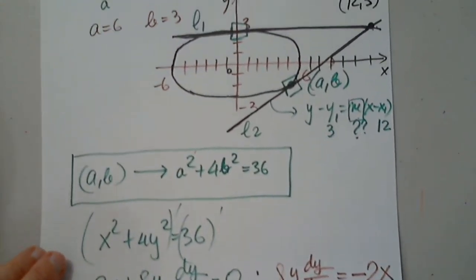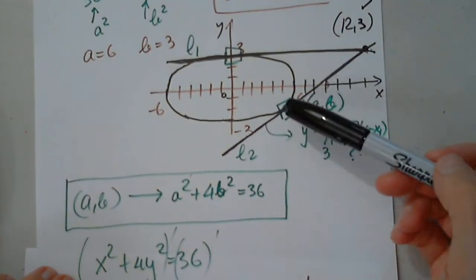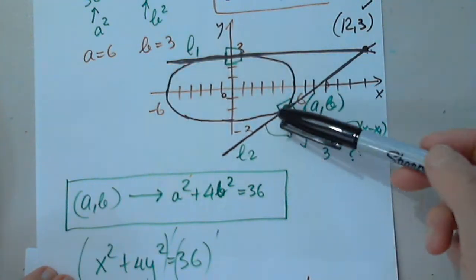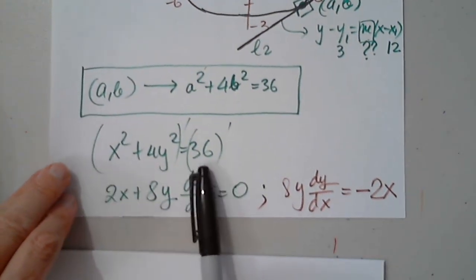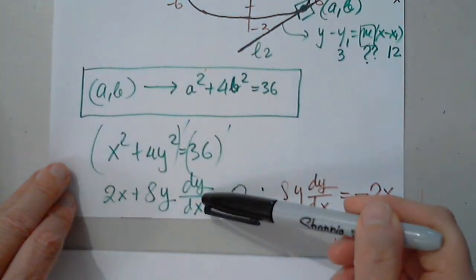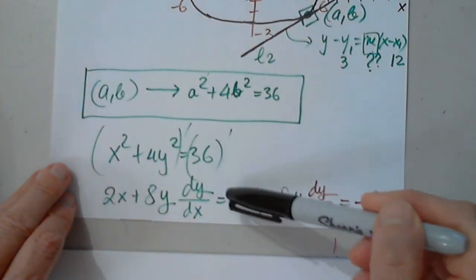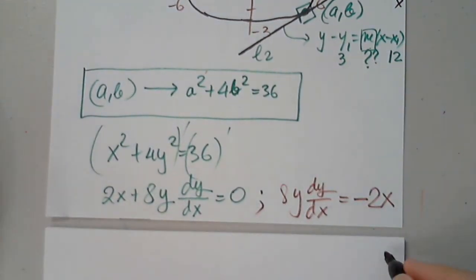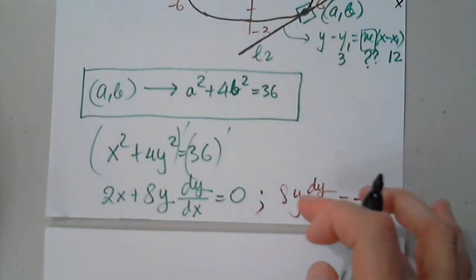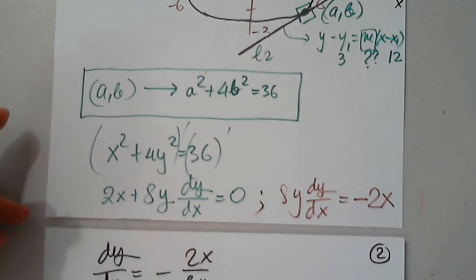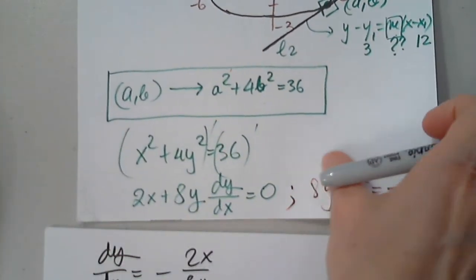Then I said, I'm talking about the tangent. So then I have to look at the derivative, which is dy over dx. So I wrote the equation one more time. I differentiated both sides. 2x plus 8y times the inner function prime equals 36 prime, which is 0. Finally, I move 2x to the other side, and now I'm dividing by 8y. So dy over dx equals negative 2x over 8y. Yes, I will simplify a little bit.